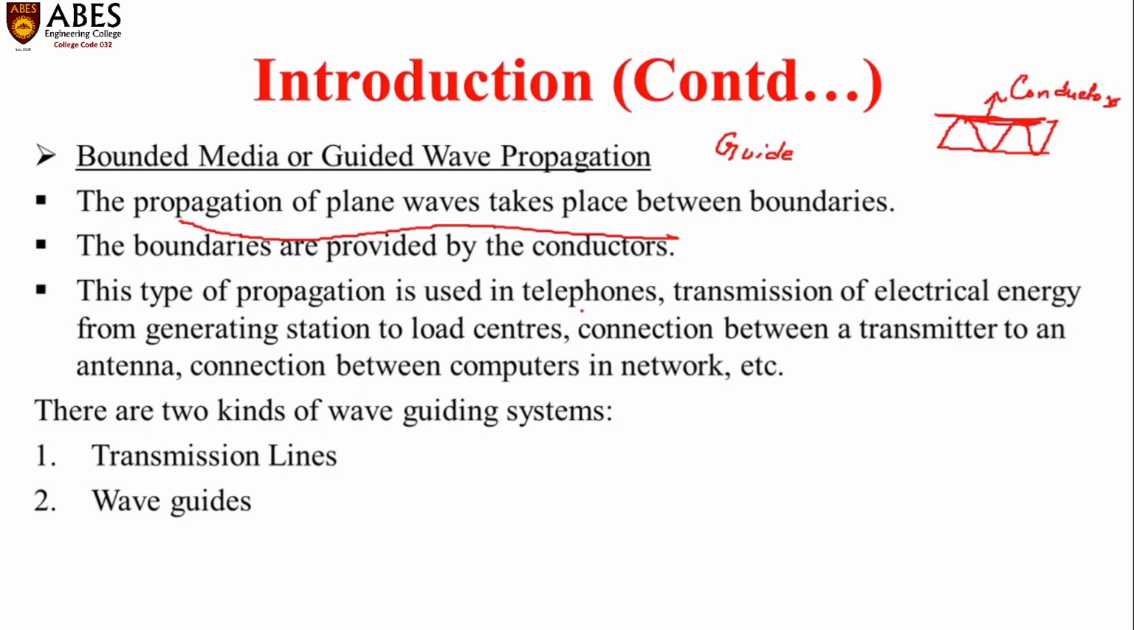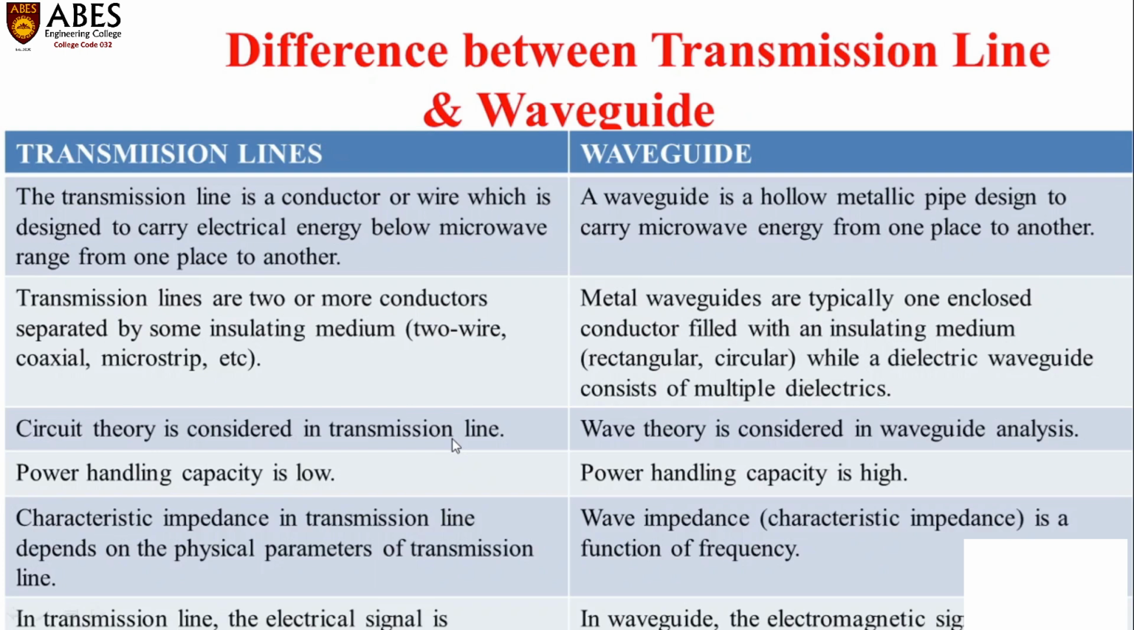And this type of propagation is used in telephones, transmission of electrical energy from a generating station to the load centers, connection between a transmitter to the antenna, connection between computers in a network. Now, there are two kinds of wave guiding system. First one is the transmission line, the second one is the waveguide. Now, let's have the difference between a transmission line and a waveguide.